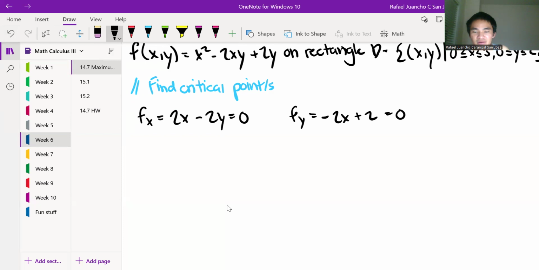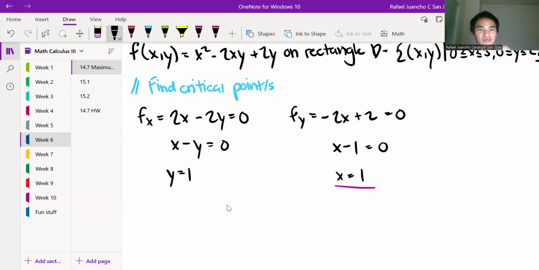Dividing by negative 2, we get x minus 1 equals 0, so x is 1. That's one of the values. Then we plug 1 in, and we can simplify: x minus y is 0, so y is 1. So our critical point is (1, 1).